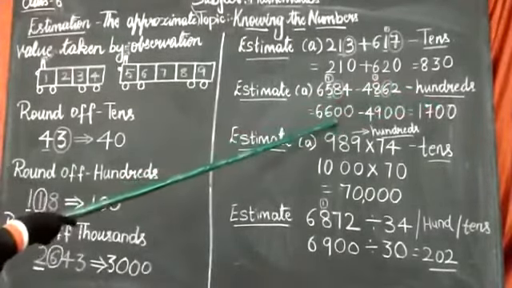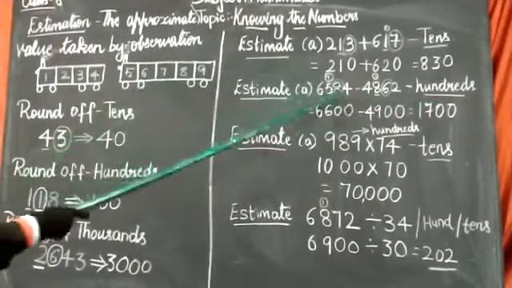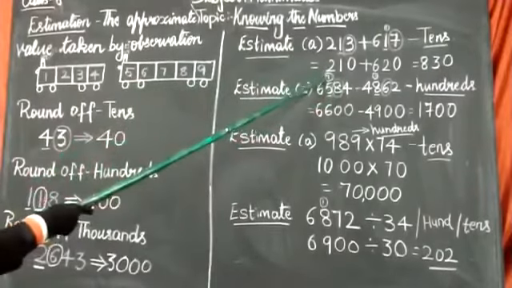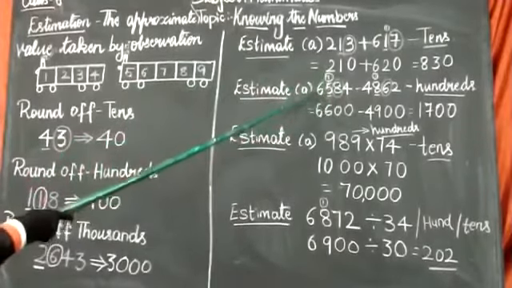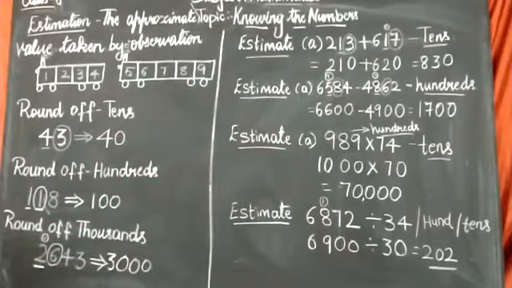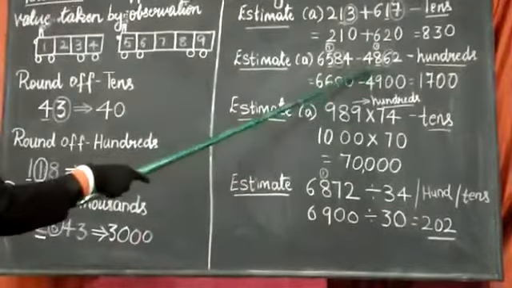So 8 becomes 0. This is more than 5. 8 is more than 5. So we should add 1 here extra and this 5 becomes 6 and 6,000 as it is. Did you get how I estimated to hundreds place? Now estimate this number also.